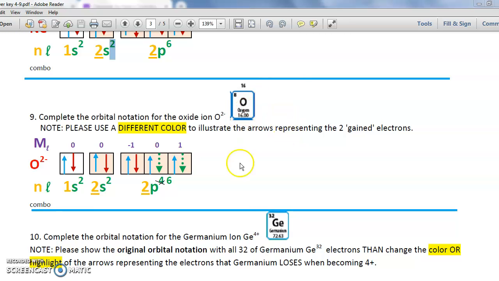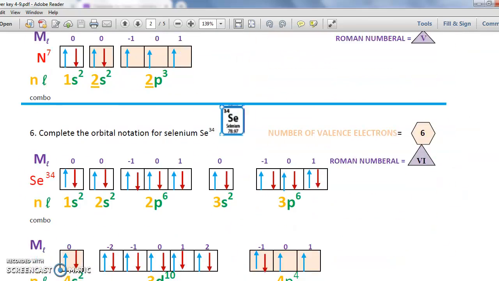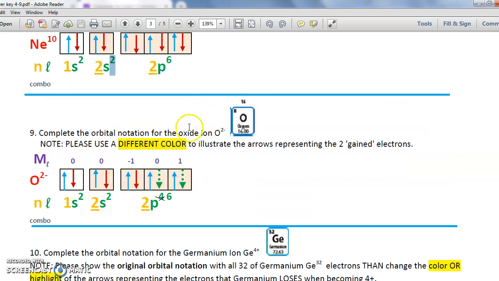We're picking up with number 9 on our 4-9 homework assignment, and this is practice problems with orbital notation. In number 9, we're asked to do the oxide ion, which is O2 minus. In order to figure out how to do the oxide ion, we need to first determine how many electrons we're going to have to find places for.